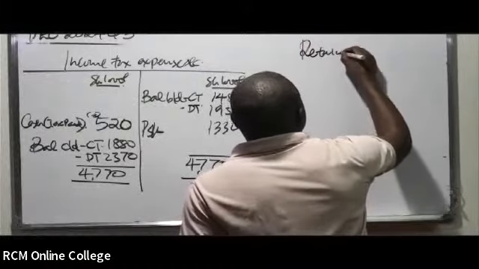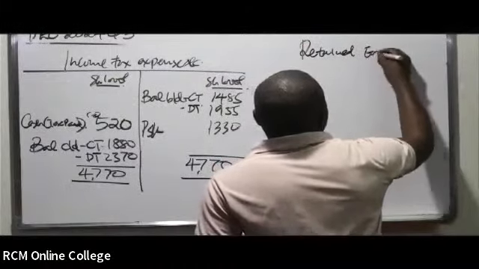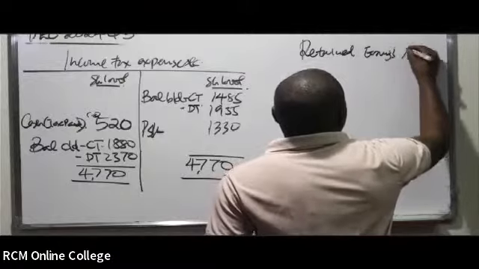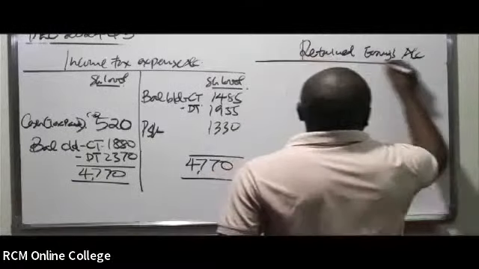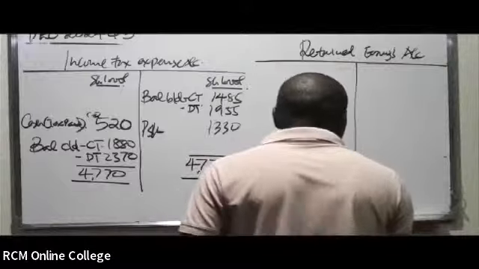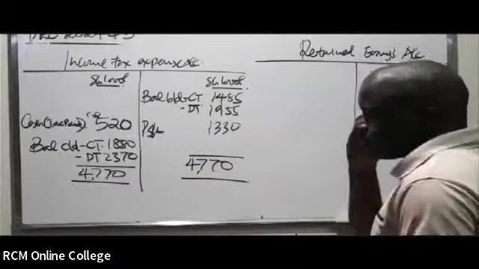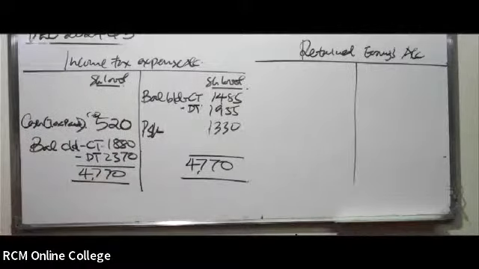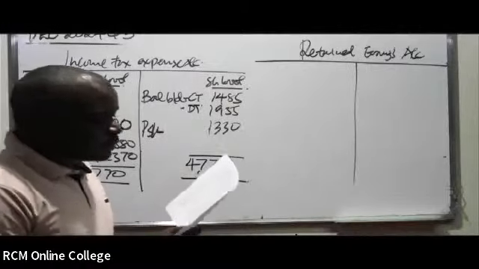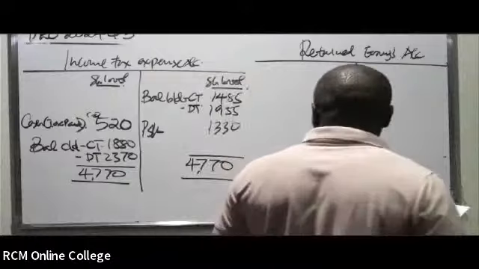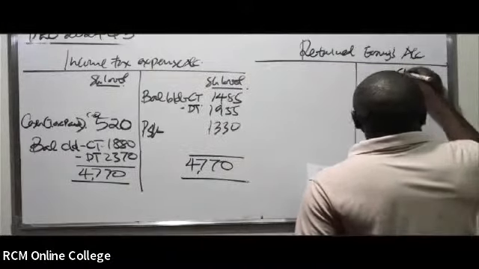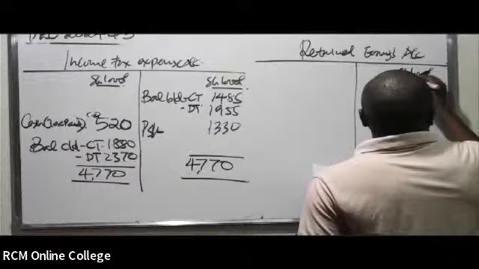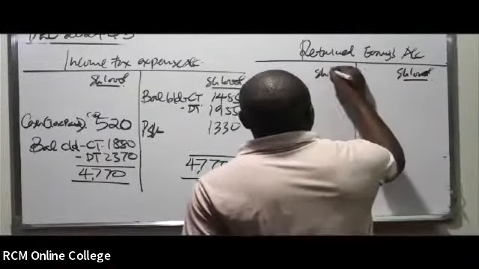Retained earnings. You prepare this account, the retained earnings account. Retained earnings, you'll actually be able to see it under the equity items. So in this case, you put here shillings in thousands. So like that, you put here shillings in thousands.